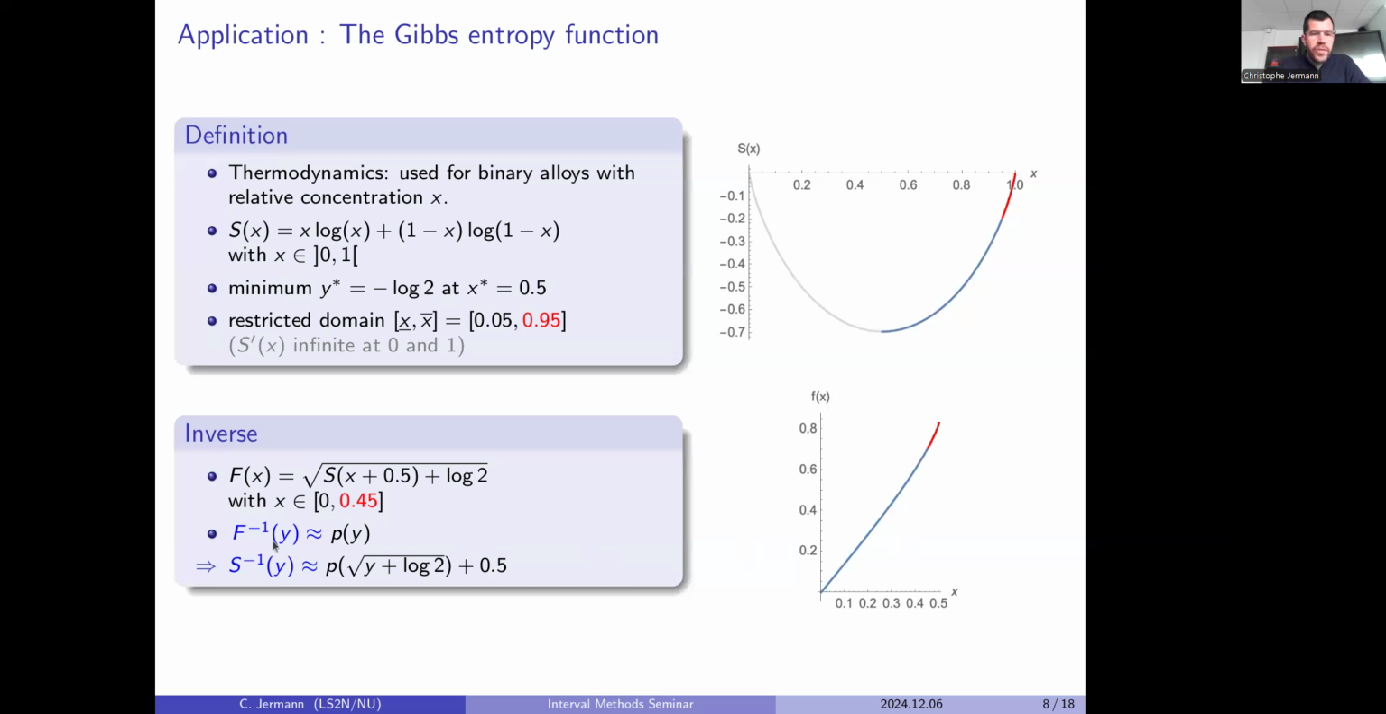So our goal is to compute some polynomial approximation of the inverse of this function capital F. And doing so, we hope to obtain a good approximation of the inverse of our function s. It will be just the application of our polynomial approximation p, but with a slightly different variable, just to put back the minimum at the right place, and with an additional term for the minimizer modification.